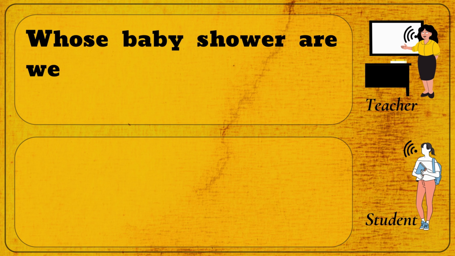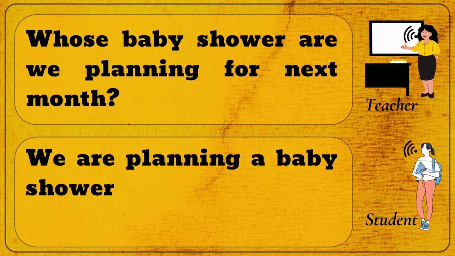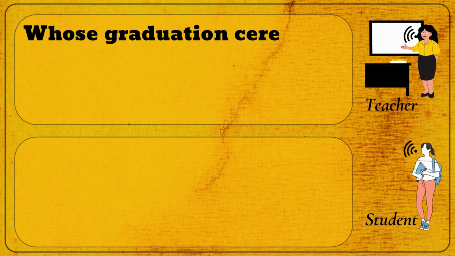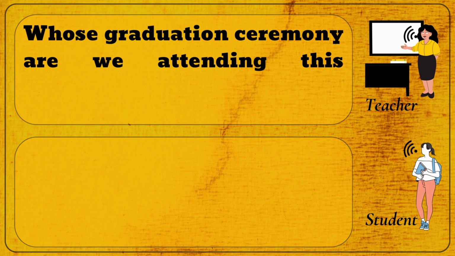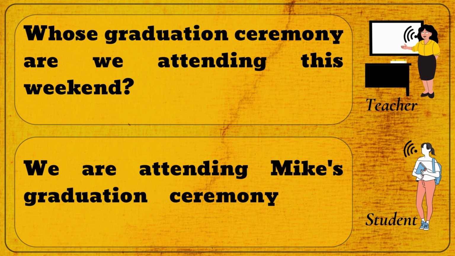Whose baby shower are we planning for next month? We are planning a baby shower for Sarah next month. Whose graduation ceremony are we attending this weekend? We are attending Mike's graduation ceremony this weekend.